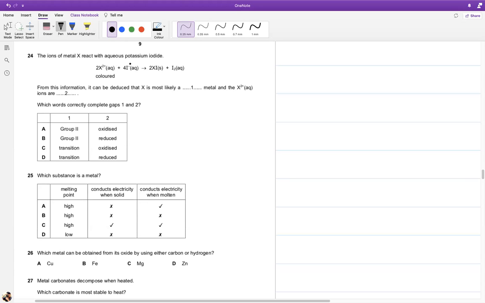The ions of metal X react with aqueous potassium iodide. All right. From this information, it can be deduced that X is most likely a group 2 metal. But then you see that it is colored. So it's more likely a transition metal. And the X2 positive ions go from here to here. What's happening? Iodide has -1. X has +2, but over here, X has +1. So they are being reduced. So it is colored, so it must be a transition metal, but the charge is going down, so it is clearly reduced.